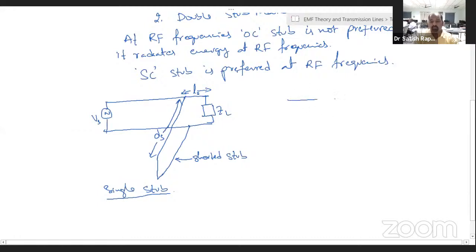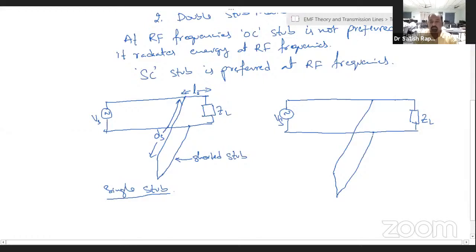Whereas for a double stub, this is the conventional transmission line as usual. Double stub means we use two stubs. So here is one shorted stub, and one more stub here. So here there are two stubs: this is stub one, and this is stub two. This is called double stub matching.